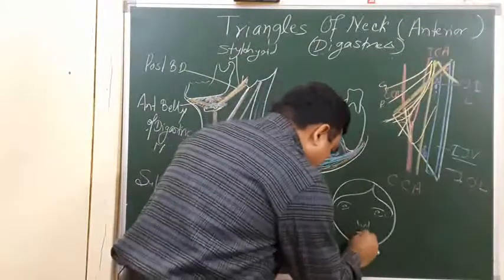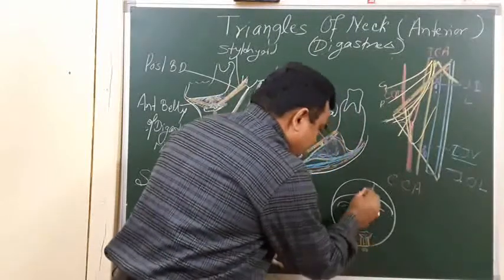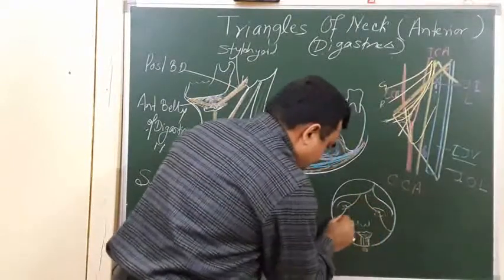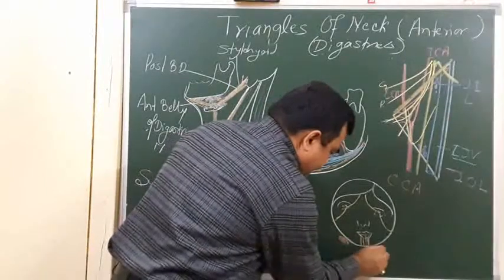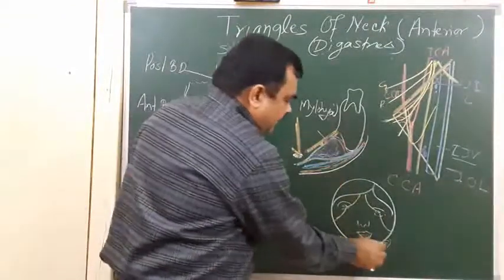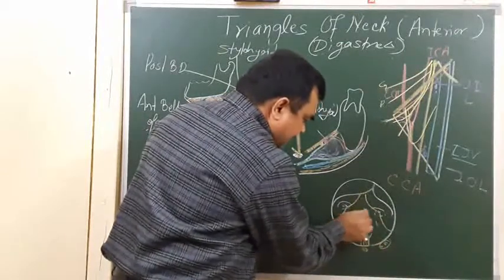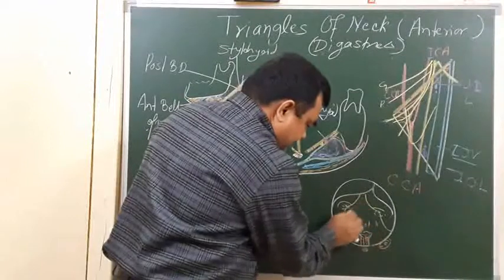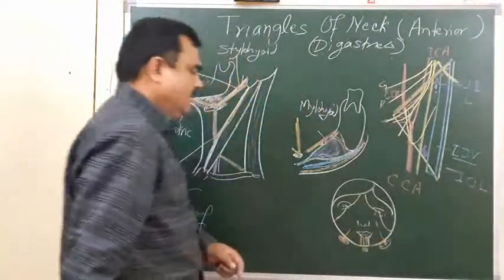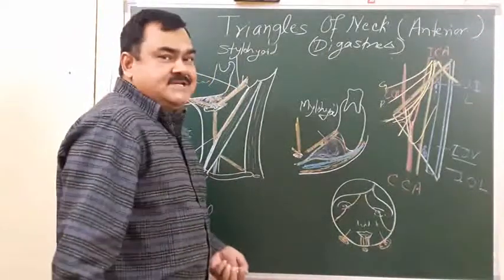As you know, this portion is drained by the submental lymph node, and here is the position of the submandibular lymph node. The base area of the maxillary sinus, frontal air sinus, and cheek, that means this area except this part, drains into the submandibular lymph node. So this is all about the digastric triangle. Thank you.